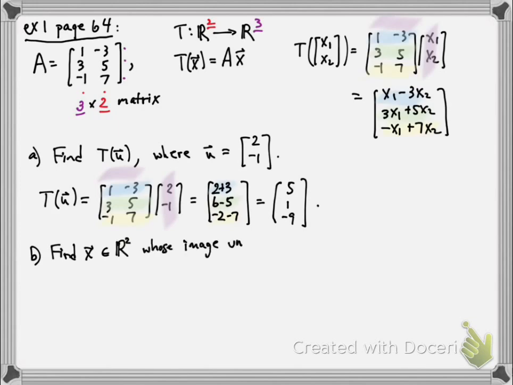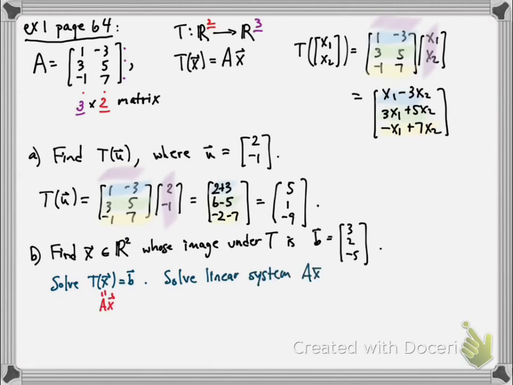Part B asks us to find the vector x, whose image under T is the vector b, which is given by 3, 2, -5. This is just asking us to solve the equation T of x equals b. In other words, solve the linear system Ax equals b. So row reduce the augmented matrix and then find the solutions. So the augmented matrix is the one given here. I just write the coefficient matrix A, this vertical line to remind me it's an equals, and then the vector b.